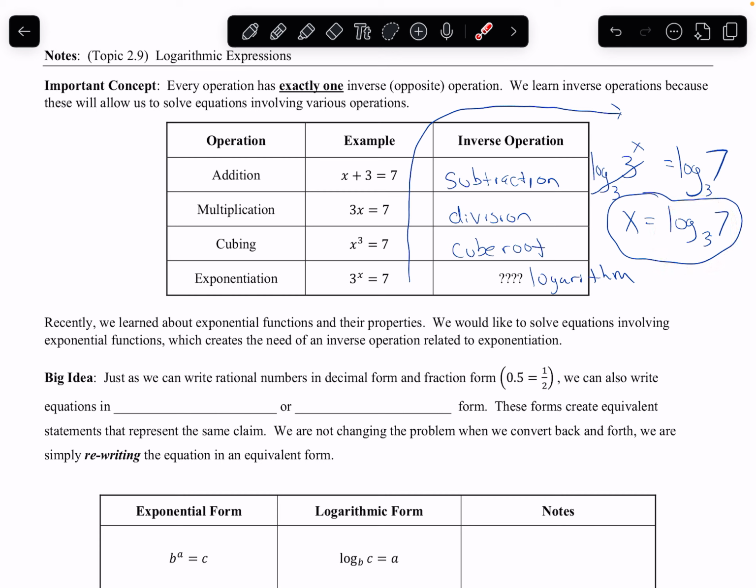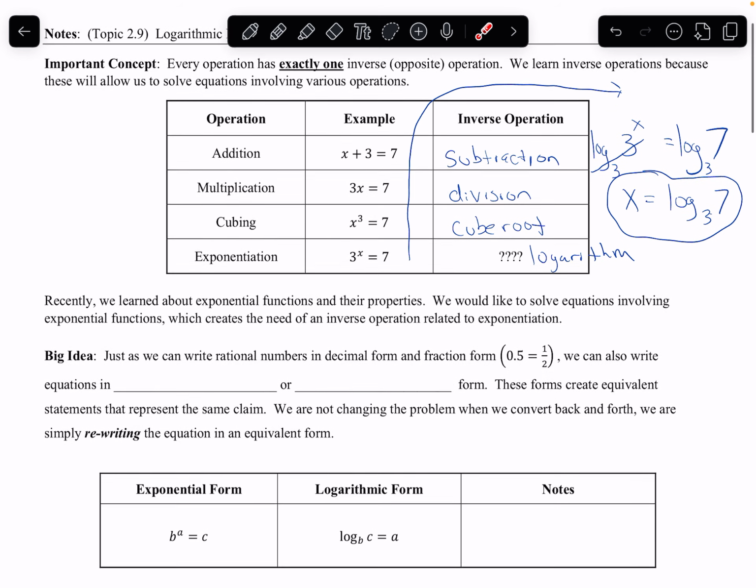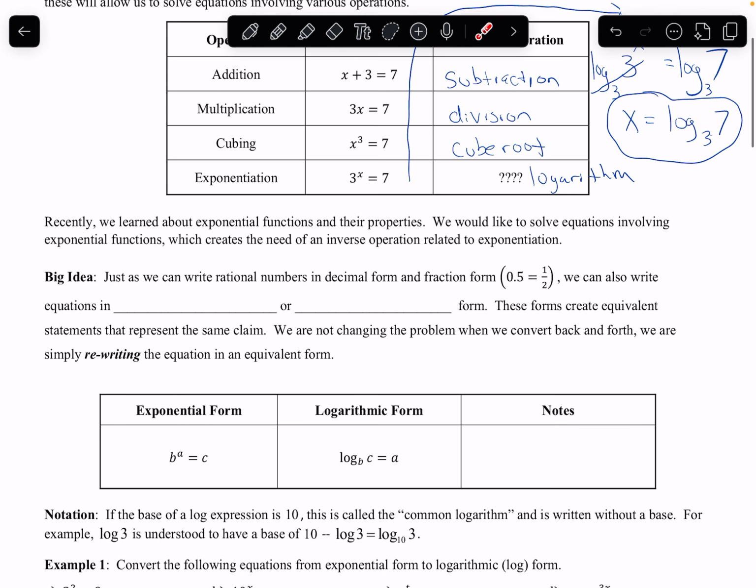Okay? And I'm going to tell you how to read a logarithm here in a second to give you an idea of what exactly that's saying. But let's continue down here. Big idea. Just as we can write rational numbers in decimal form and fraction form, so 0.5 equals 1/2, we can also write equations in exponential or logarithmic form. So go ahead and write that down. Exponential or logarithmic form.